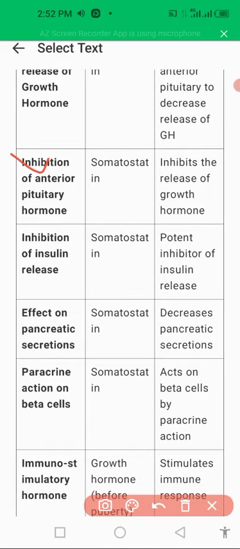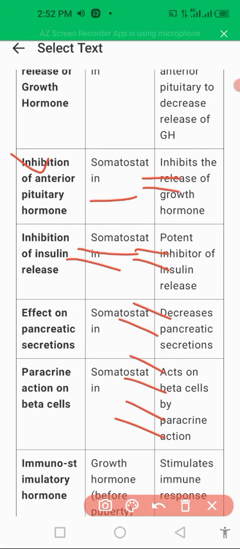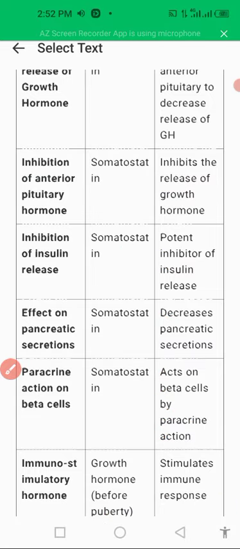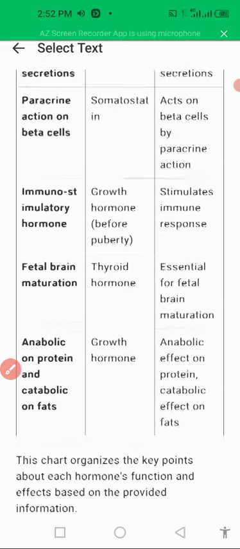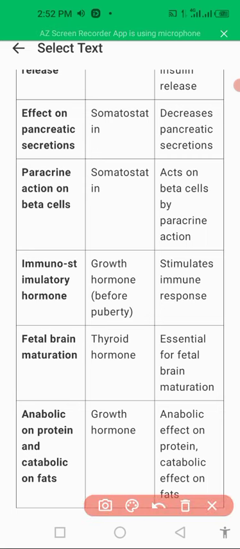Somatostatin inhibits the anterior pituitary hormone, that is, it inhibits release of growth hormone, and it is also a potent inhibitor of insulin release. It decreases pancreatic secretions. Beta cells are paracrine cells which release insulin, and somatostatin inhibits insulin release. So in this way, insulin and growth hormone release is inhibited by somatostatin.